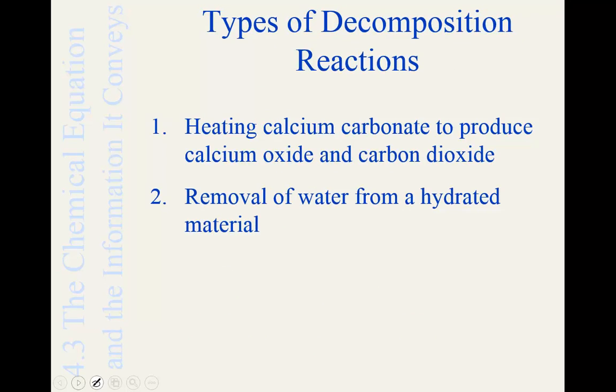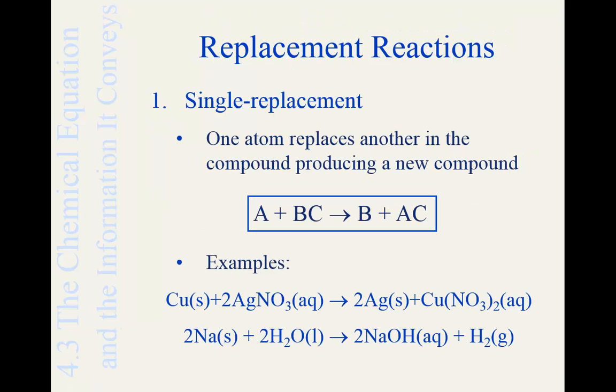Then you have the single replacement. So what you see here is A knocks out B, and then B comes out here. So B becomes by itself, and A substitutes for B. So single replacement is not too hard to see.